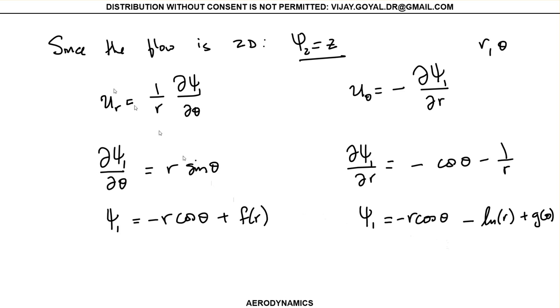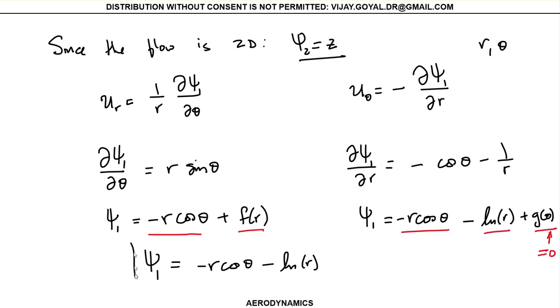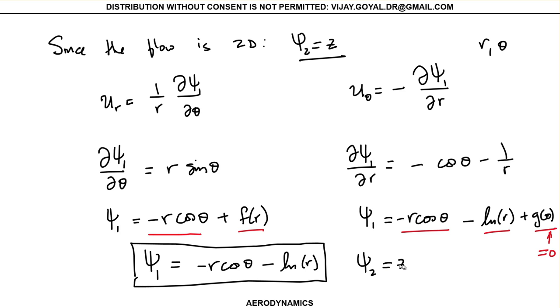Okay, so if I compare these two equations now, you can see I have r on both sides. And I'm looking for another function of theta, but I don't have one here. So what I can do is set this equal to 0, and I have found my first stream function. That would be minus r cosine of theta minus natural log of r. This is stream function number 1. And then psi 2 will be z, stream function number 2. Okay?